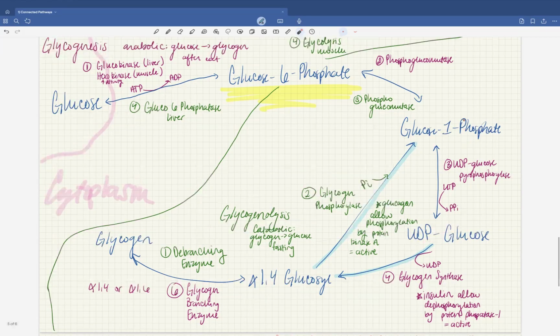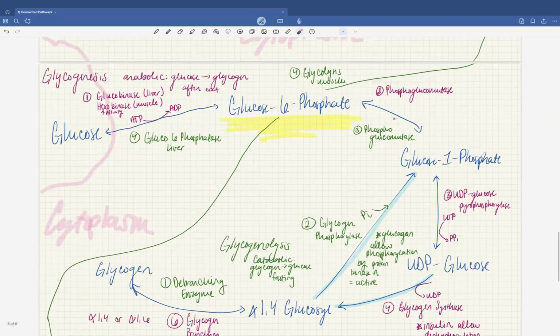And then from glucose 1-phosphate, we'll use the same enzyme as we did in glycogenesis, phosphoglucomutase, to then create glucose 6-phosphate. And if we're in the muscles, then this is going to be the end, because then glucose 6-phosphate will be shuttled into the glycolysis pathway and be converted into energy from there.